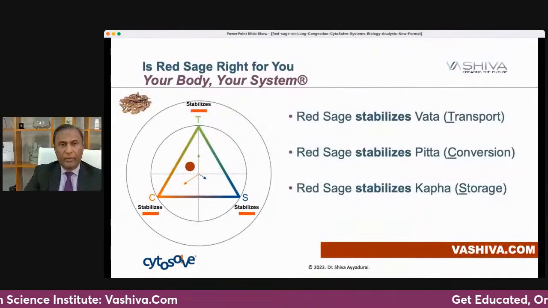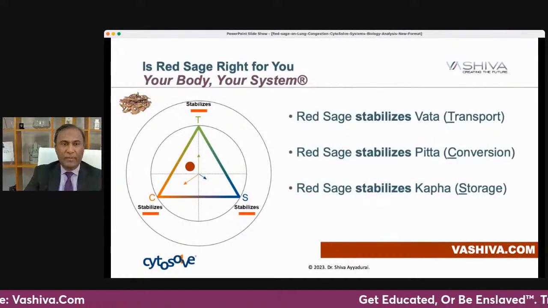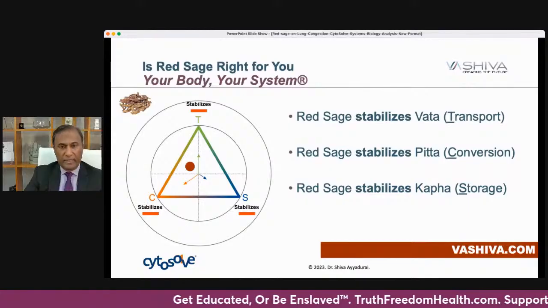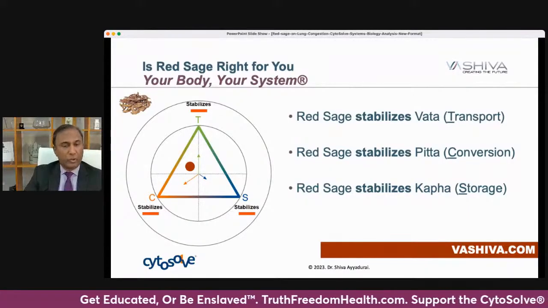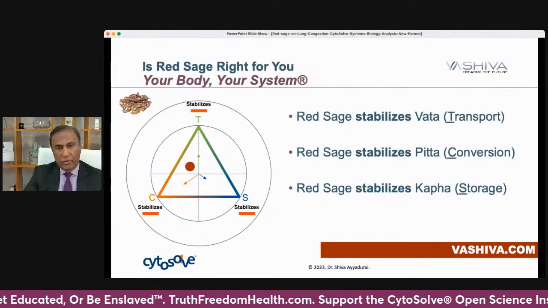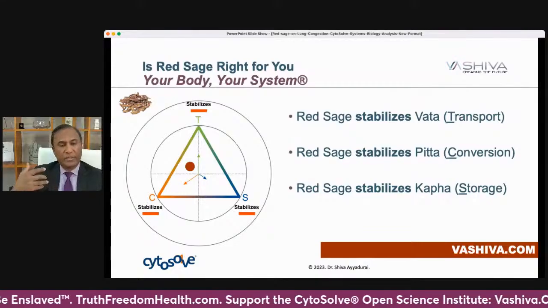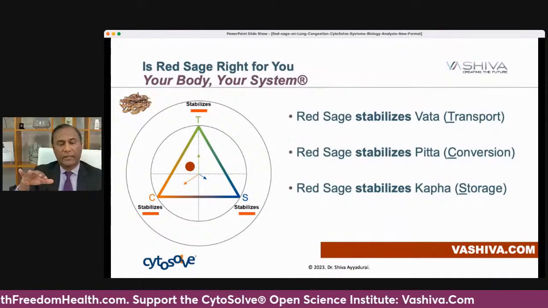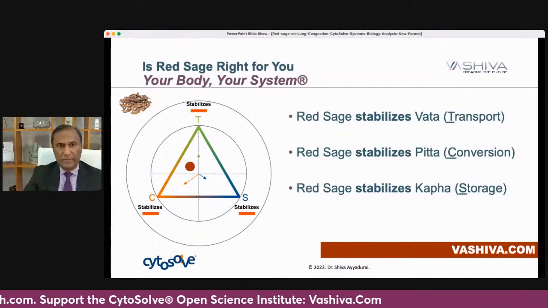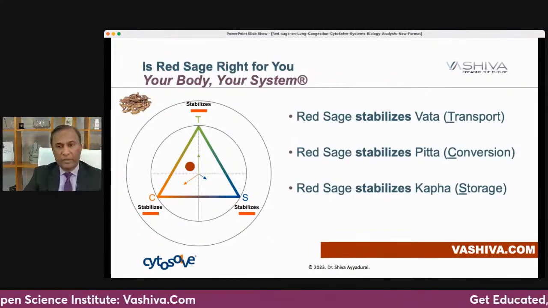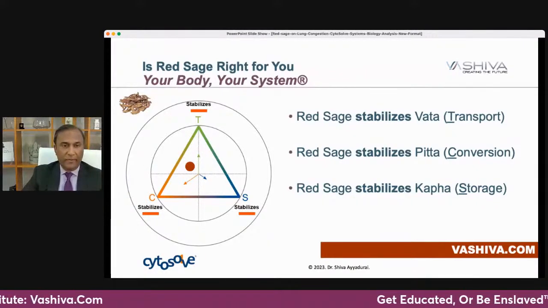All right. Now what Red Sage does, notice it stabilizes transport, stabilizes conversion, stabilizes storage. So storage of mucus, which is a storage phenomenon, stabilizes conversion. So you actually are not producing too much mucus, and stabilizes transport. So your body can actually move, you're moving air, okay?